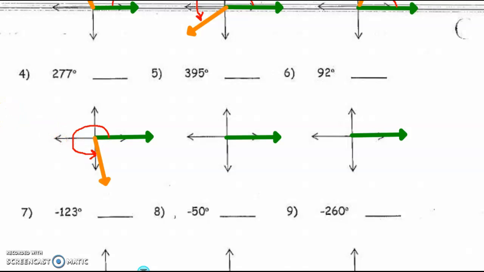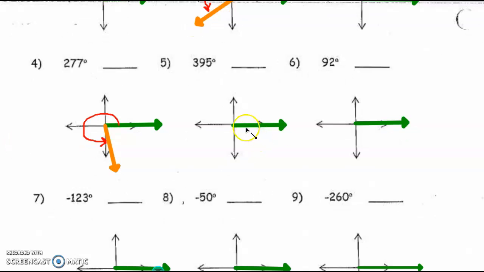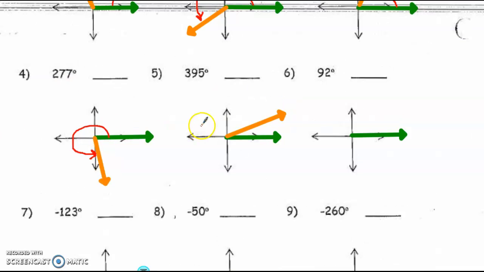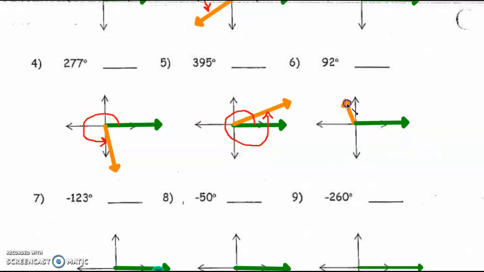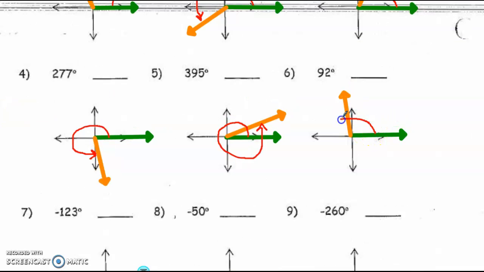We got 395. Well, if I go once around, there's 360. Plus, I need another 35 degrees, so I'm going to do that. And please watch, when I draw the red arrow, I went one complete circle and then a little bit more. 92 degrees, well, that's just over 90 degrees, so I'll make it kind of close like that. There you go. Whoops, went a little too far.